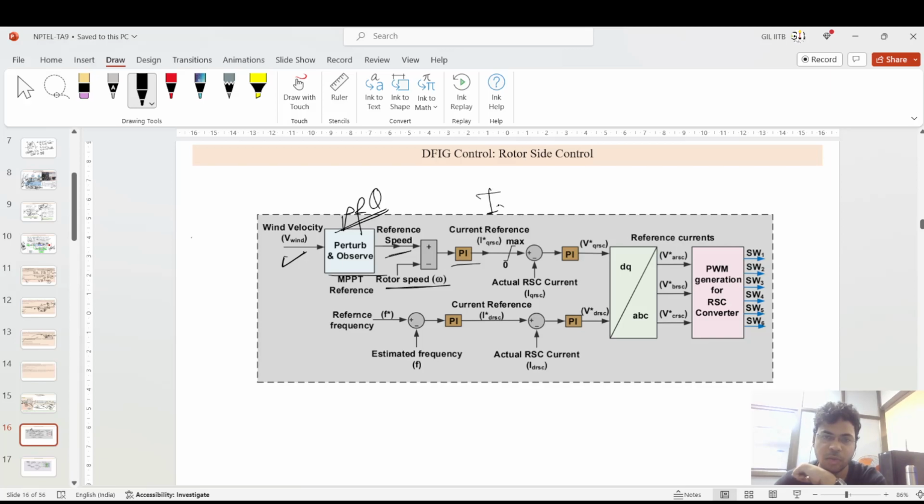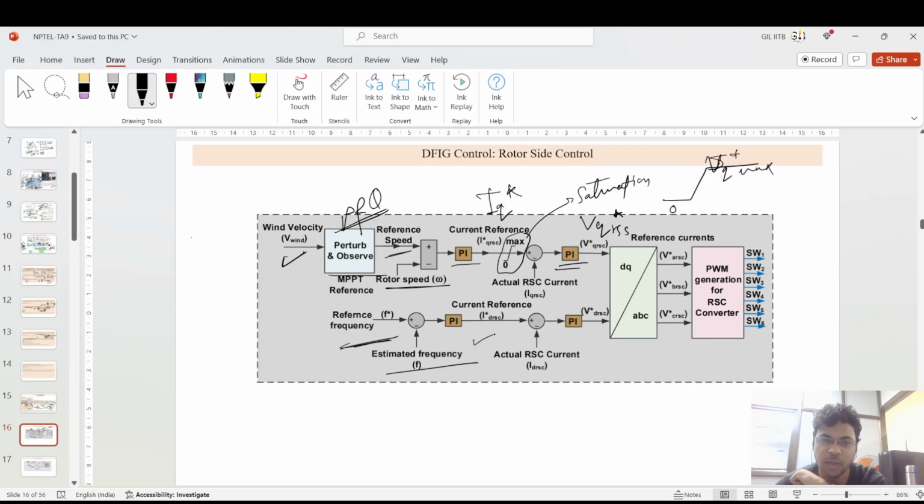Okay, which is subtracted using this rotor speed. Then it is fed to this PI controller, which generates IQ star, from 0 to max value. Here, 0 to max means you have to use a saturation block to maintain it from 0 to a certain level, the reference IQ star max. Then you feed this through this PI controller and generate VQ rotor side converter star.